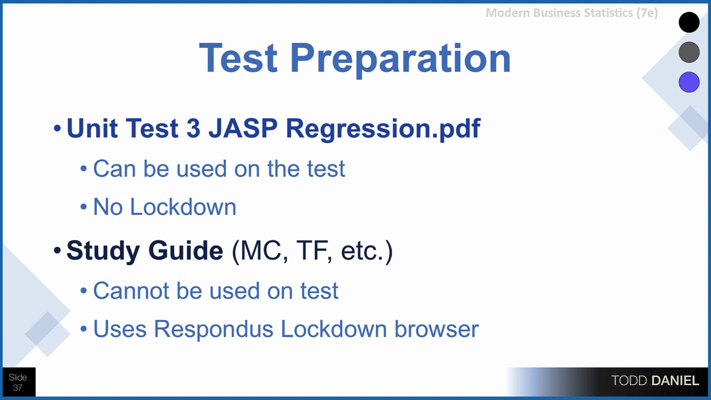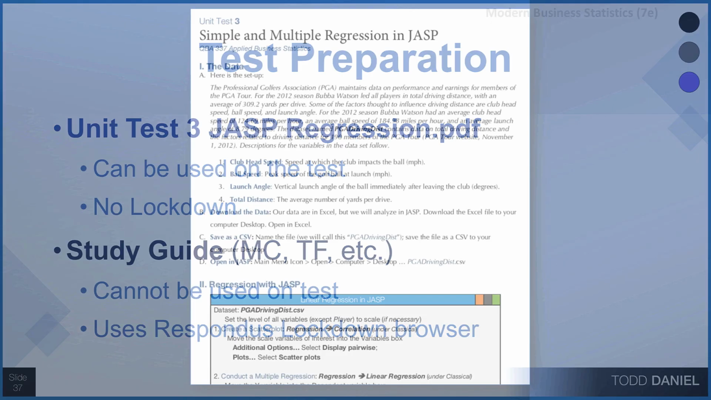And again, there will be no lockdown browser, so you won't be dinged for using extraneous materials while you're working on this portion of the test. The study guide that you should use to prepare for the multiple choice, true, false portion of the test, however, cannot be used because that portion uses the Respondus lockdown browser, and it would ding you for having some extraneous material available as you're taking the test.